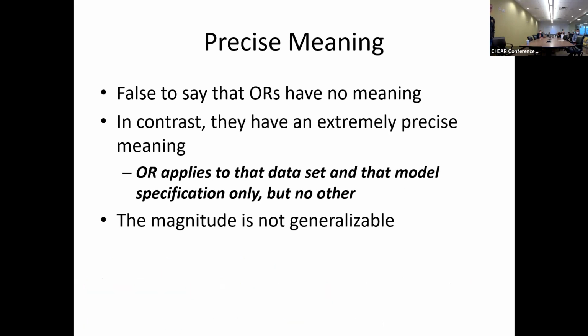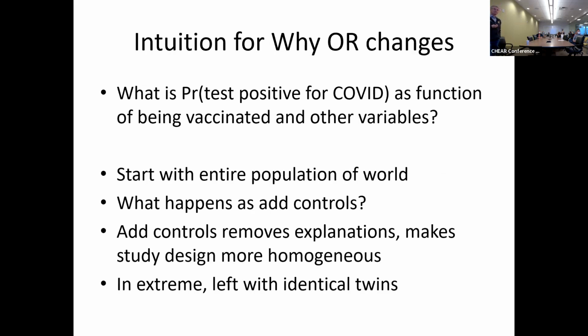On the other hand, it's also completely incorrect to say that odds ratios have no meaning. I would say exactly the opposite. They have an incredibly precise meaning, a very narrow meaning. That is, the odds ratio applies to that data set and that model, but no other. In other words, the magnitude is not generalizable beyond that particular regression and data set. So it's absolutely got meaning. It's a very precise meaning. Next slide. Okay.